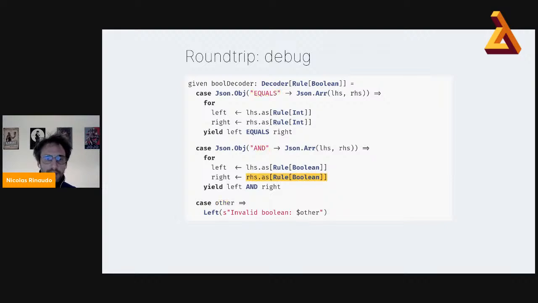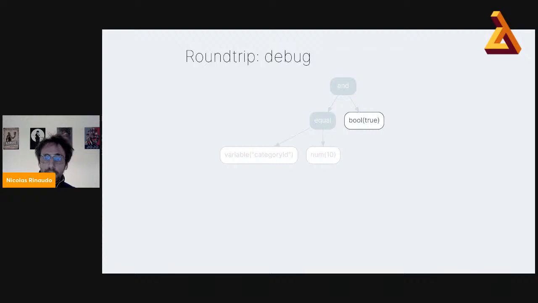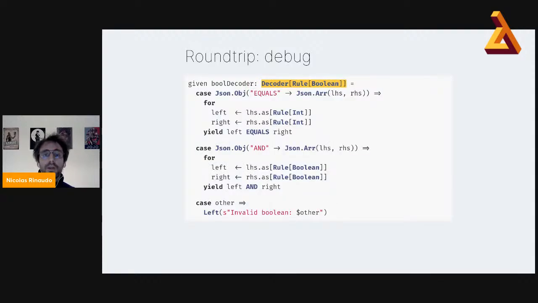So this works, and eventually we're going to get to decoding the right-hand side, and we're going to decode that as a rule of Boolean, and this is important. It's a rule of Boolean. So when we get there, we're going to try to decode bool of true as a rule of Boolean. And, well, if we look at the decoder for that, it knows how to handle equals and and. And bool is not equals, it's not and, so it's got to be other, so it's got to be an error. This is a little bit mystifying. How did we get there?